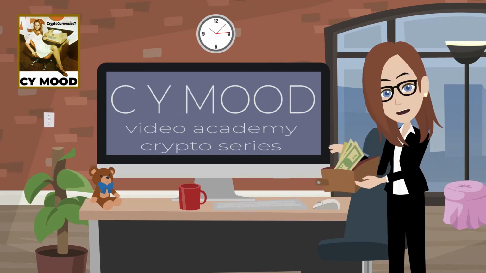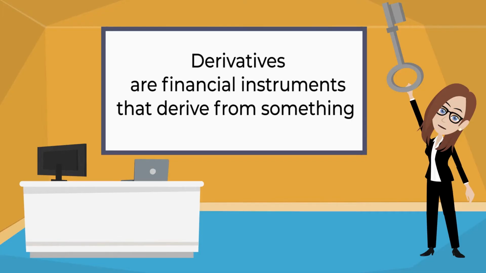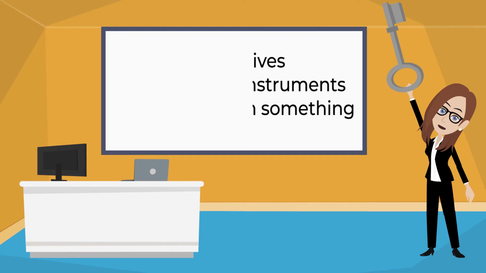I'm Becca and today we're going to talk about traditional finance. Today we're going to see what instruments called derivatives are. Derivatives, as the name says, are financial instruments that derive from something and have become famous in Main Street language after the financial crisis in 2008.